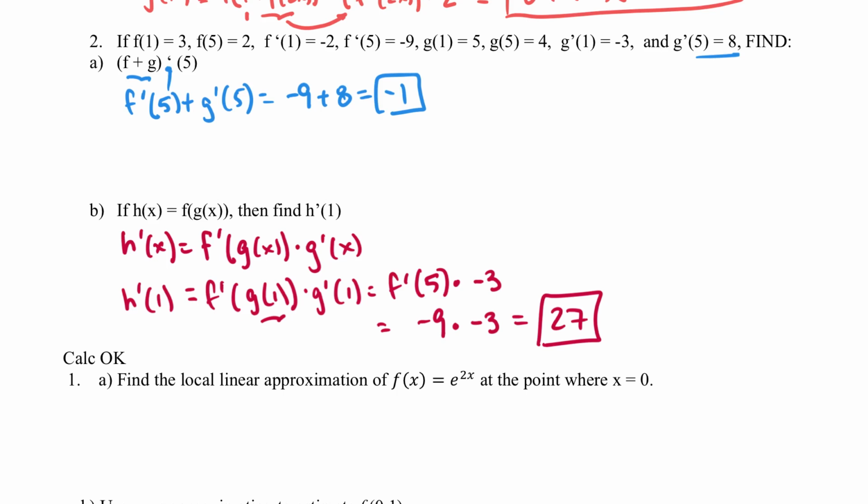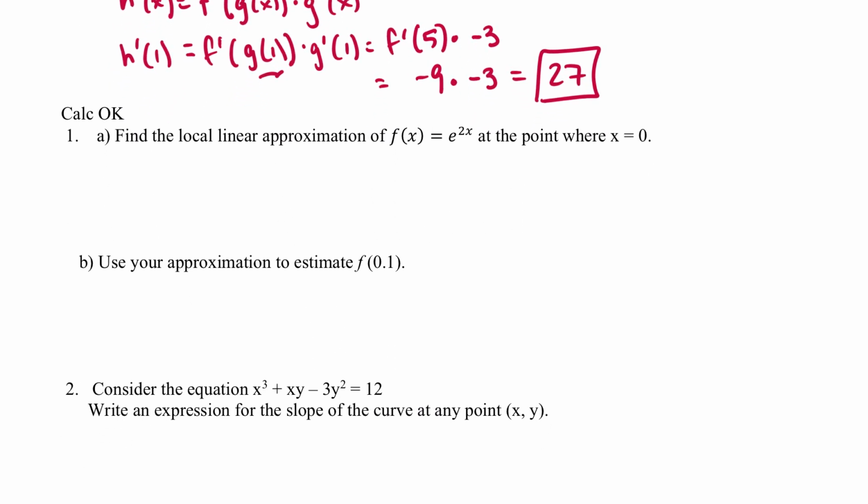Let's see what the next question is. These we can use a calculator for, but we probably don't need to, so let's take a look at what we have here. For this first one, it says find the local linear approximation of f of x equals 2e to the 2x at the point where x equals 0. Local linear approximation means I'm creating a line at this point 0, so I can approximate values that are close to 0.